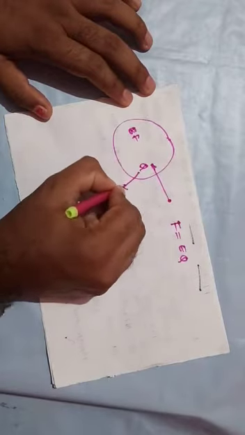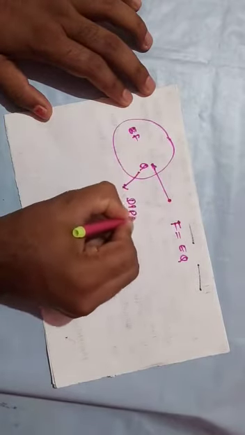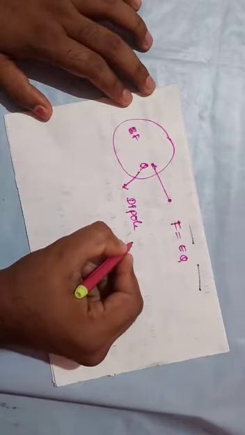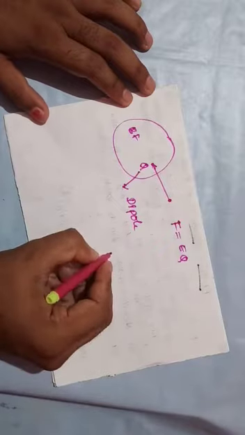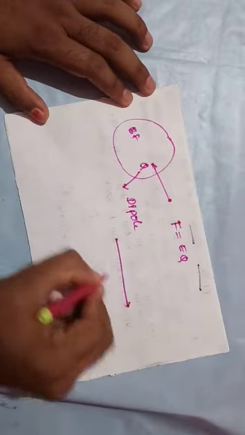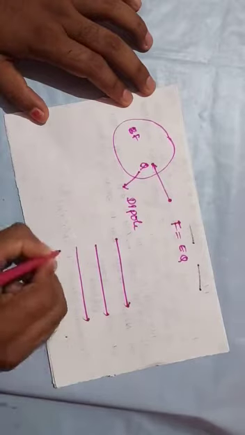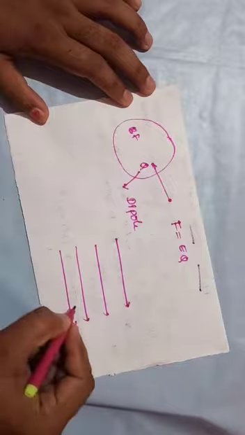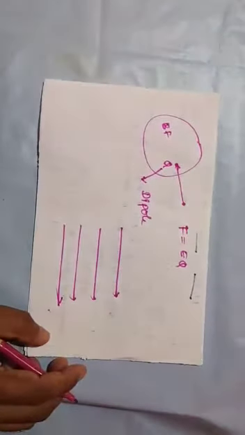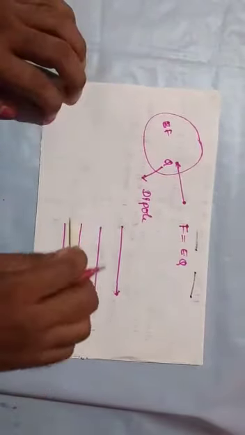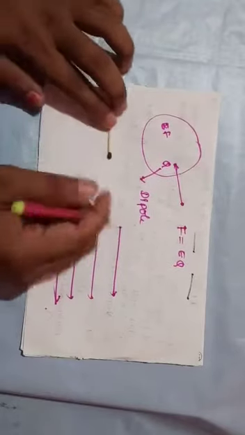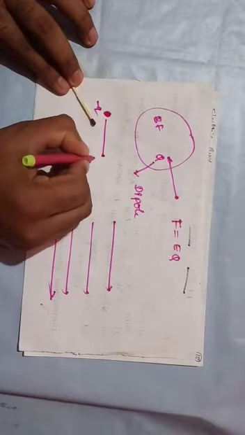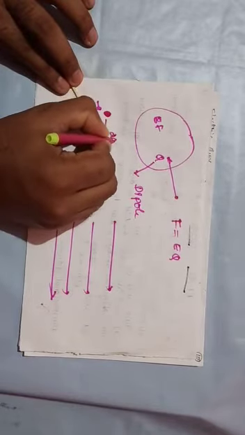Instead of this charge Q, if a dipole enters the region, what will happen? That is what we are going to discuss here. Let us consider a region of uniform electric field. This is called a uniform electric field, so the value of the electric field at all points will be the same. In this region, let us consider a dipole. A dipole consists of two charges, minus q and plus q, separated by a distance of 2a.